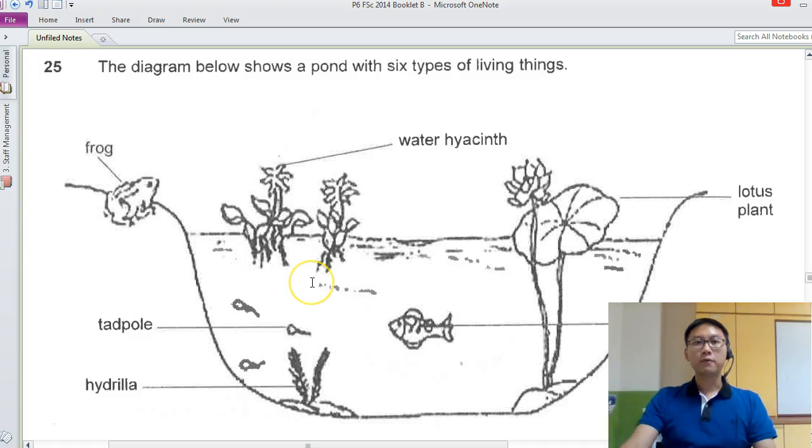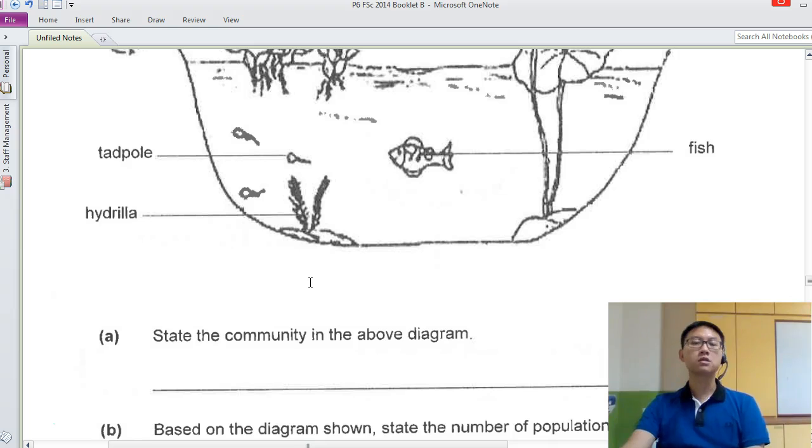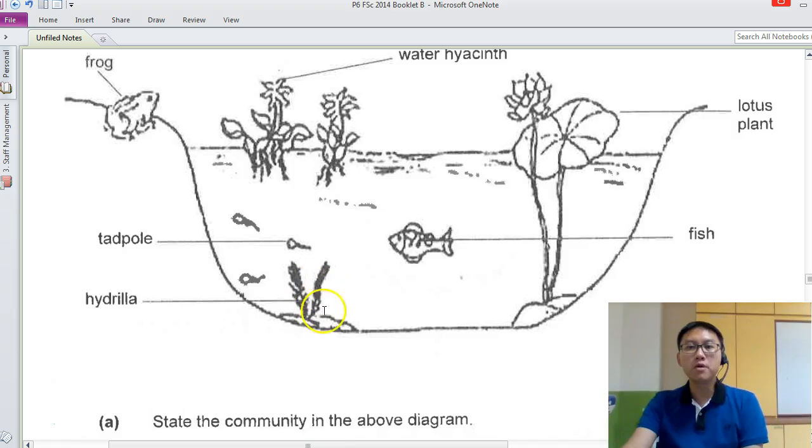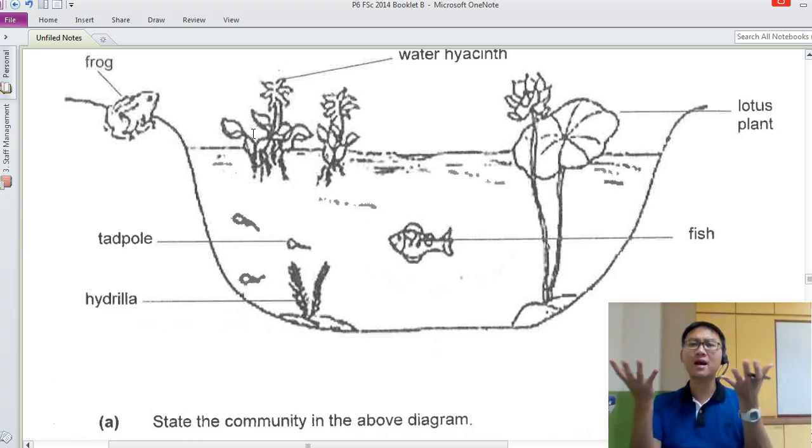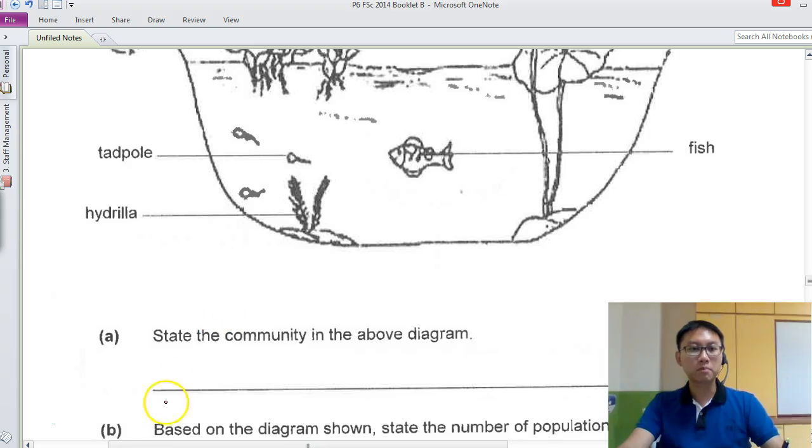Okay, 25. So I've got this diagram over there. It shows 6 types of living things. Now this first question is supposed to state the community. What community is this? Remember, a community is a group of animals living in the same place. So what kind of place or what community is this? Yep, this is your pond community.